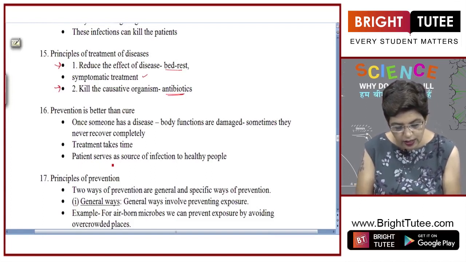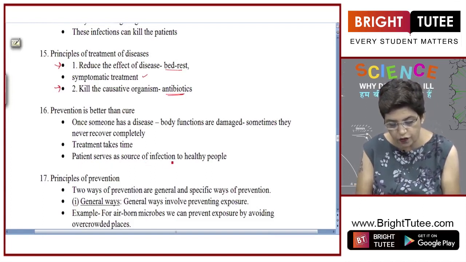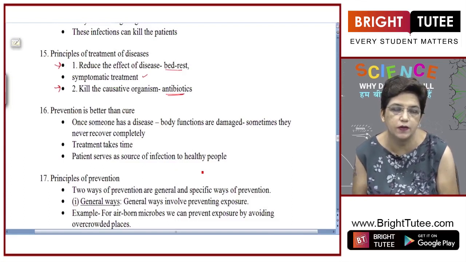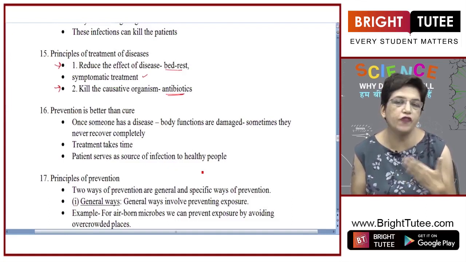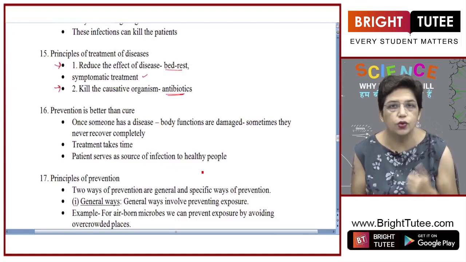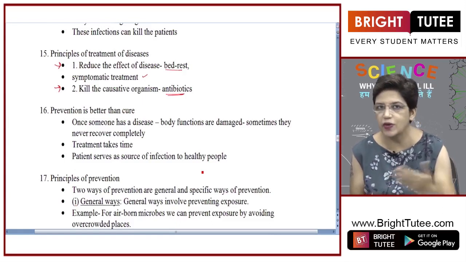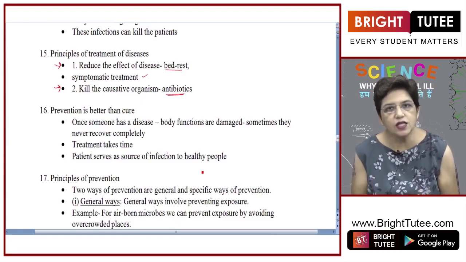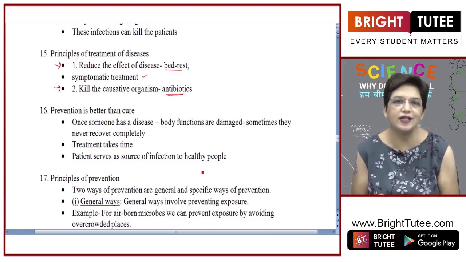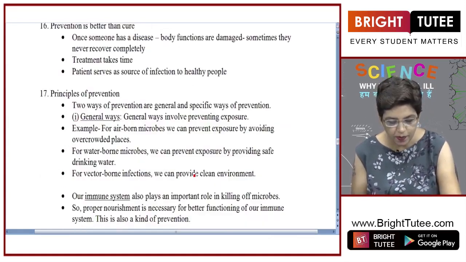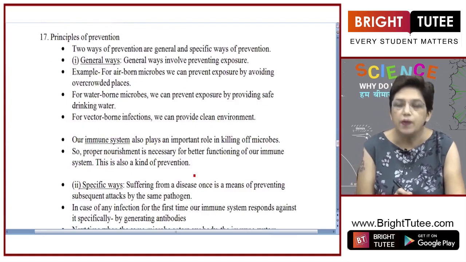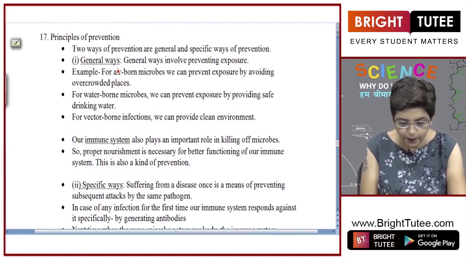Thirdly, patient serves as a source of infection to healthy people also. He is not only harming himself, but he is a source of infection to other persons through air or through his items, as we just discussed. That is why it is better to prevent a disease. So the next topic arises: how can we prevent the disease? What are the principles of prevention?